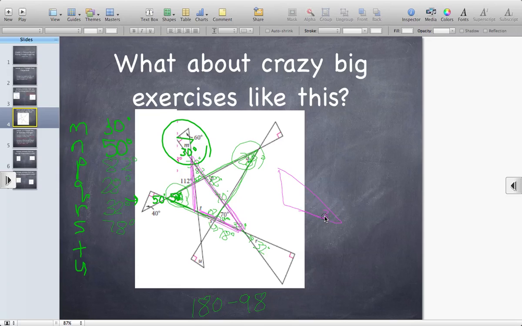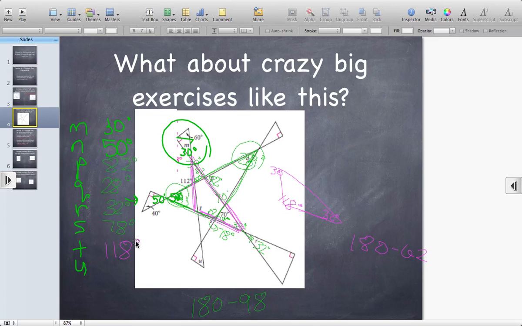So this angle down here in the corner is 32 degrees, and the one up at top was 30 degrees. So add those together, you get 62 degrees. So then 180 minus 62 gives us 118 degrees. So T is equal to 118 degrees.